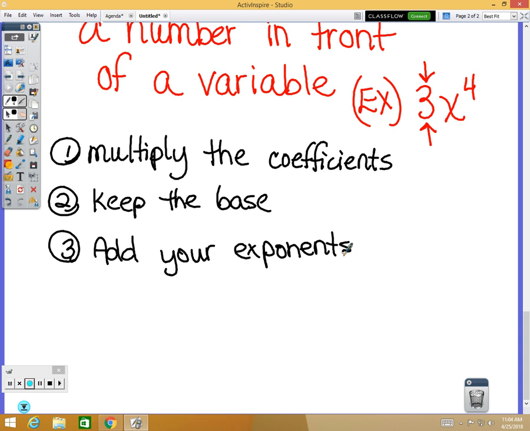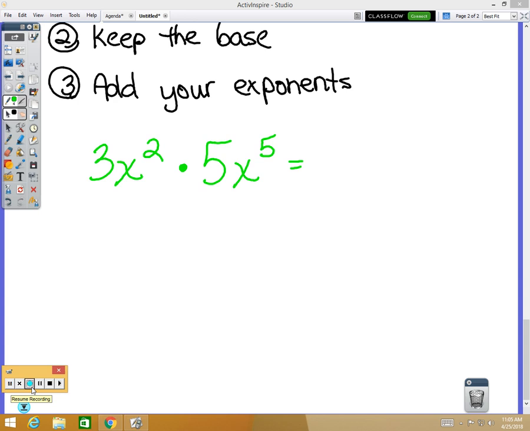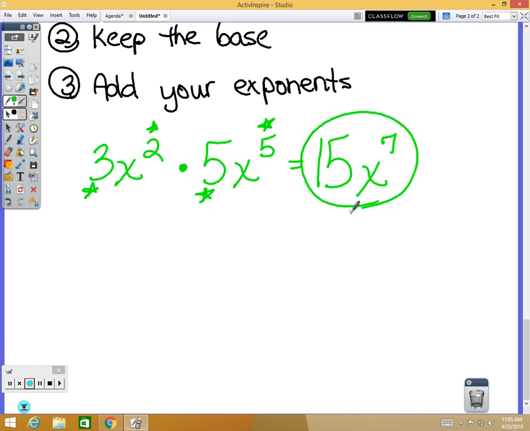We'll do a couple examples of that, and then we'll talk about the quotient of powers property. Multiply the coefficients, keep the base, add your exponents. So if you had the expression 3x to the 2nd power times 5x to the 5th power, what are the coefficients? The 3 and the 5 are my coefficients. So I'm going to multiply my 3 and my 5, and that gives me 15. I'm going to keep my base, which is x, and I'm going to add my exponents, which would give me 7. And there's your answer, 15x to the 7th power.